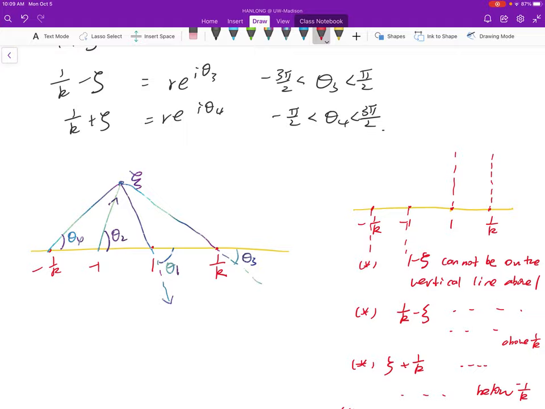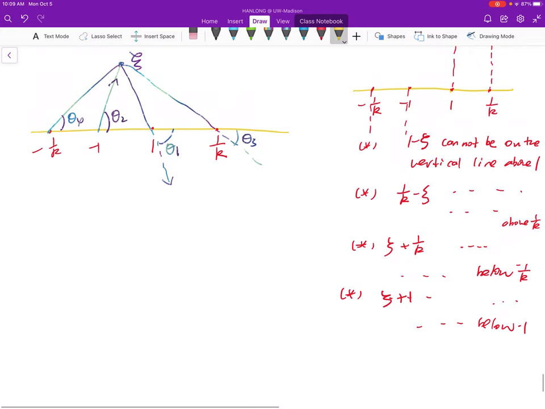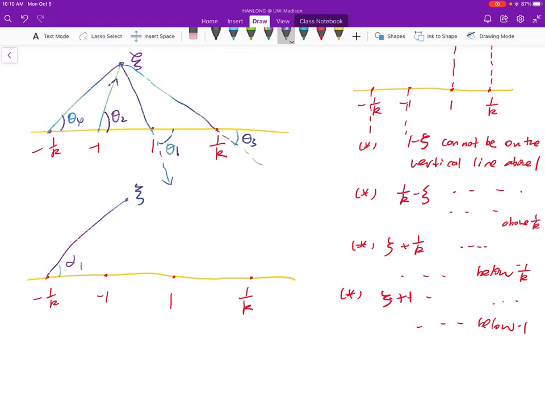Okay, now let's compare with the similar choice of angle for the original Schwarz Christoffel transformation. In that case, if you have point zeta, negative 1 over k, 1 over k, then in that choice, because our zeta is always positive, it's always zeta plus or zeta minus, then our angle is always like this.